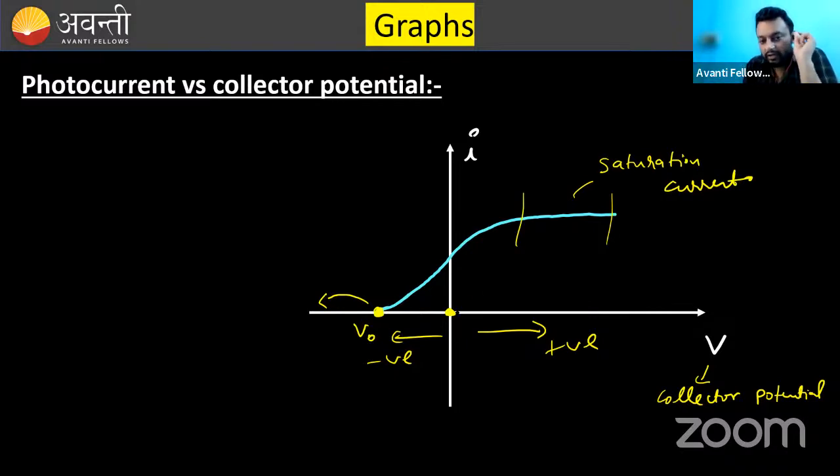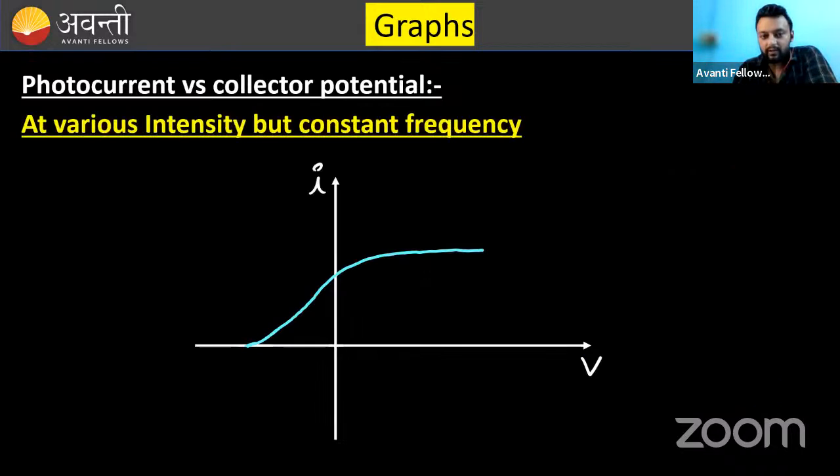Now tell me one thing only, that at zero potential, there is a certain value of current. Why is there a certain value of current at zero potential? Answer me in the comment box. I am moving on to the next slide.